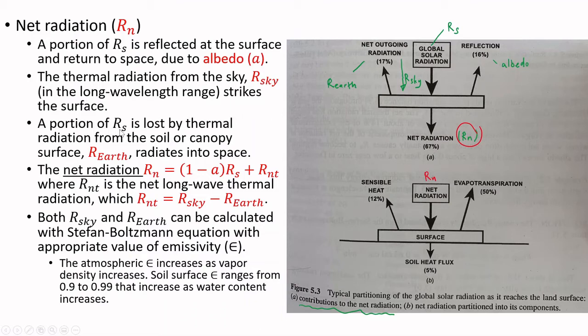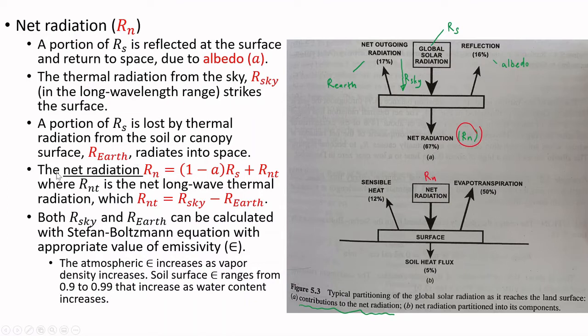All right. So a portion of RS, the global solar radiation, is lost by thermal radiation from the soil or canopy surface. So when it comes in, it might get reflected. A portion of it might also be lost in the form of thermal radiation from the soil and canopy surface. So the Earth, after absorbing the global solar radiation, might emit back to the space. We call it R Earth. So the R Earth is a net outgoing radiation. R Earth is the outgoing radiation from the Earth surface. It's also in a long wavelength range.